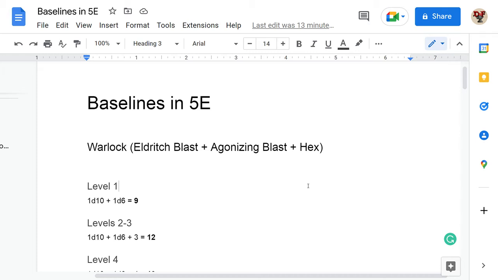Concentration saves are easy to pass. You can get Resilient Constitution. You can get War Caster. You can do all these things. You just apply Hex. It's easy. I firmly disagree with this.